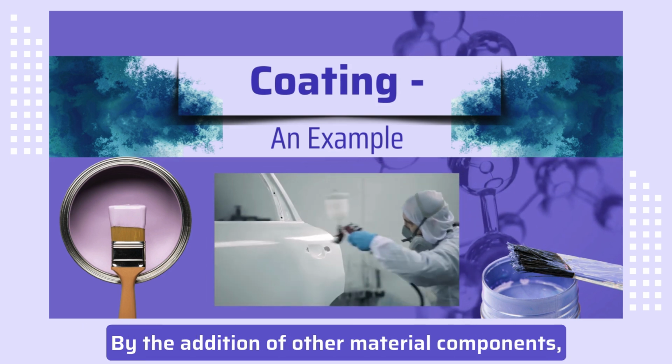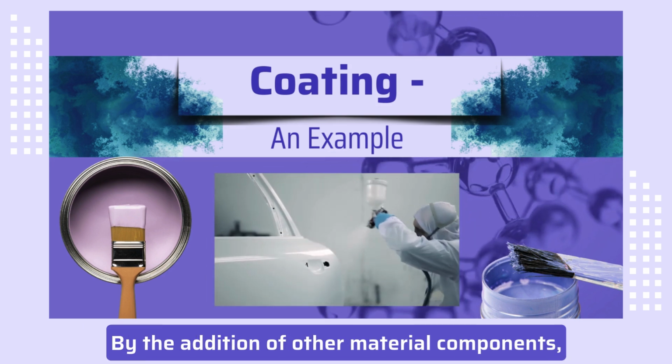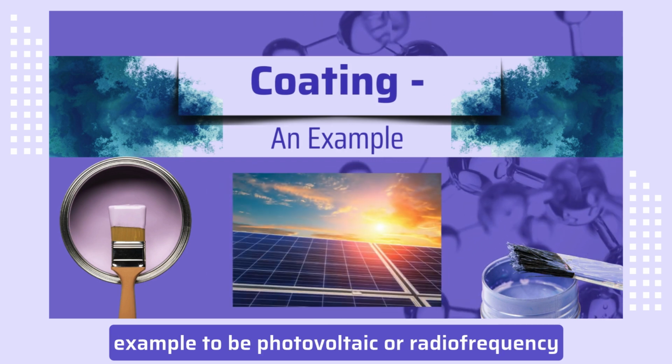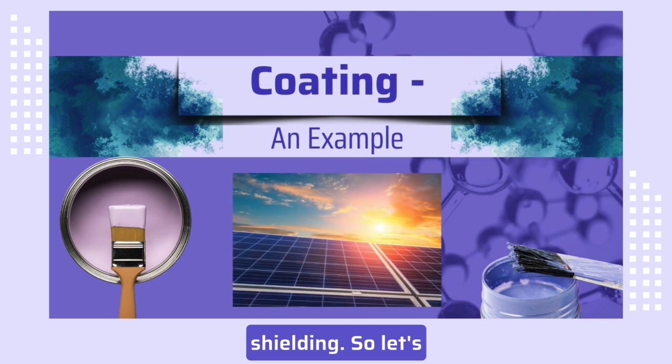Over time, paint has developed to overlap and provide both protection and decoration to a surface, for example car paints. By the addition of other material components, the coating could be further functionalised, for example to be photovoltaic or radio frequency shielding.